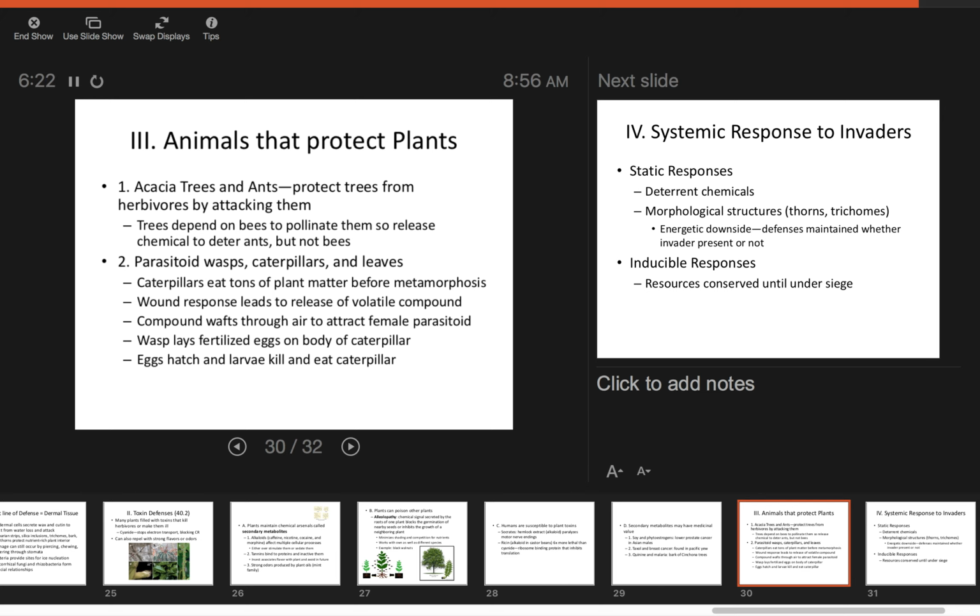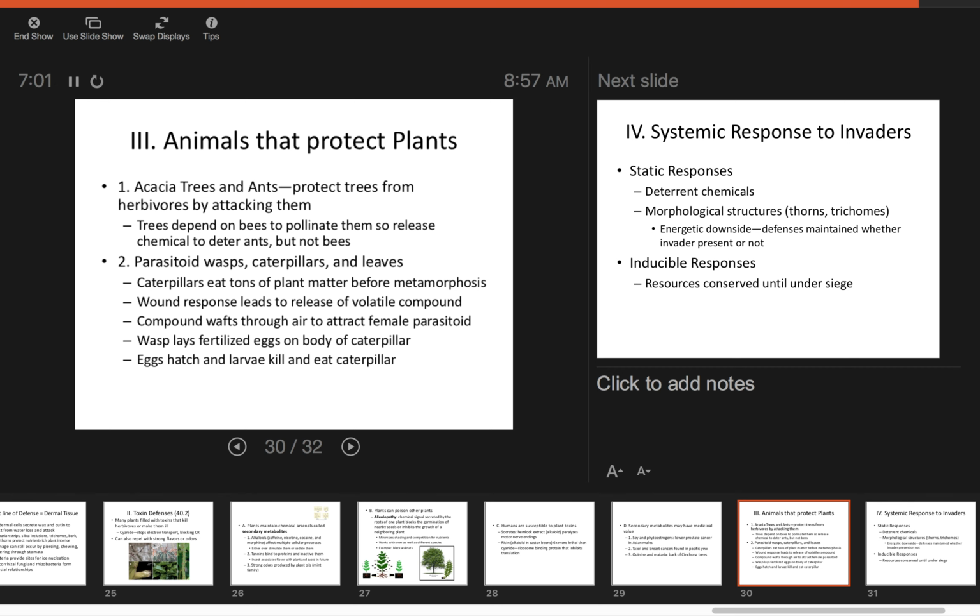Parasitoid wasps, caterpillars, and leaves. So caterpillars obviously eat tons of plant matter before it goes through its metamorphosis to turn into a butterfly or a moth. And so when the plant is wounded, it sends out a response, a chemical, into the air. And this chemical tracks female parasitoid wasps. So this wasp comes to the plant because it's following the chemical trail, and it sees this caterpillar, and it lays fertilized eggs on the body of the caterpillar. And the caterpillar just goes on eating, and all of a sudden the larvae start to develop, and then they hatch, and then those baby larvae wasps eat and kill the caterpillar.